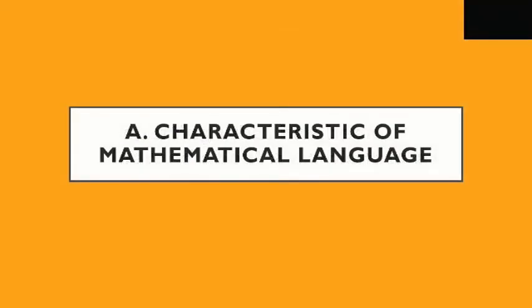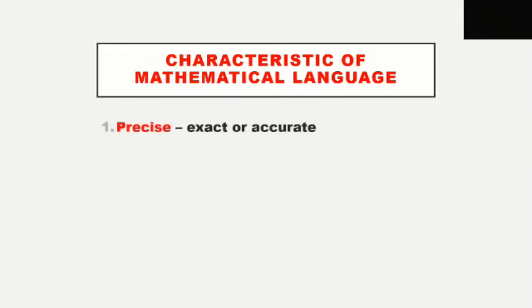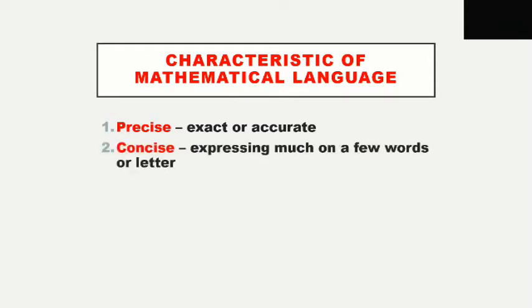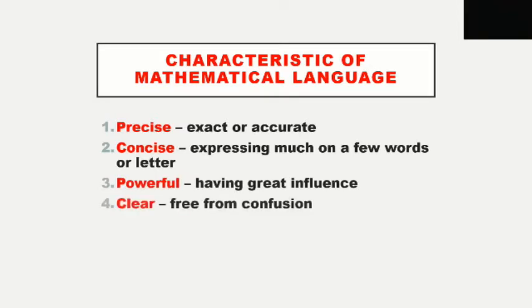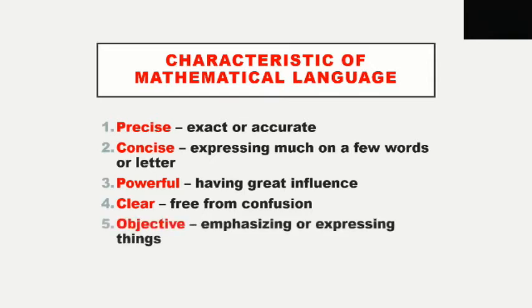The characteristics of mathematical language. Number one is precise. Mathematical language is exact or accurate in delivering its ideas. Concise, it expresses much more in a few words or letters. Powerful, having great influence. Clear, so free from confusion. Unlike speech, where there are different meanings based on what word we use and what emotions are being used. Objective, so emphasizing or expressing things.